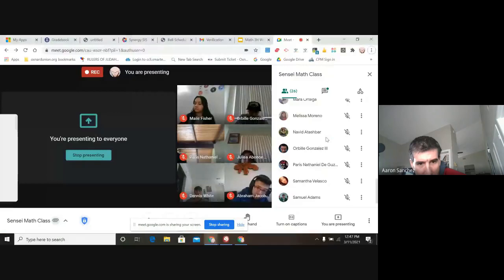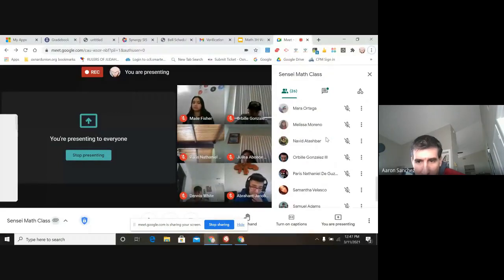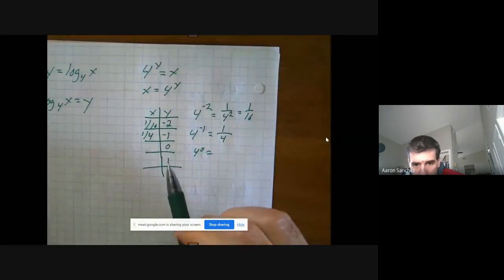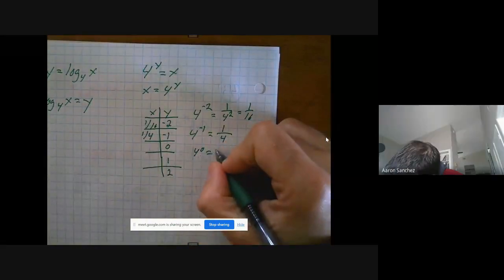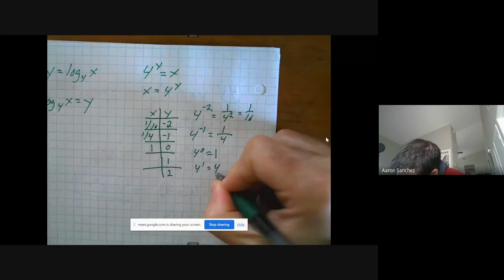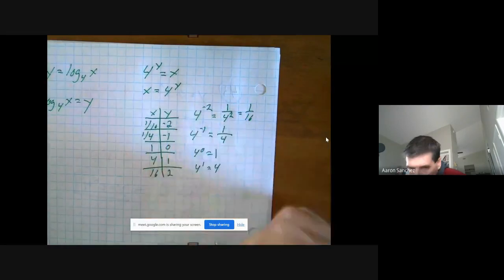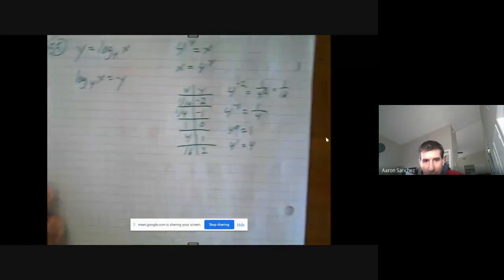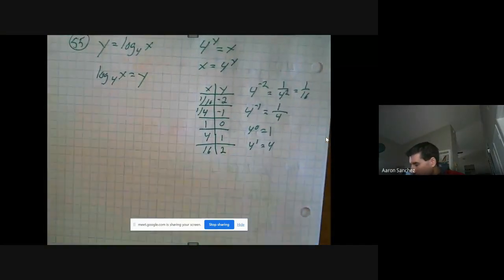What is 4 to the 0 power? Naveed, what is 4 to the 0 power? 1. Very good. 4 to the 1 is 4, and 4 to the 2 is 16. I'm not even going to write that out. So now you just plot your points.